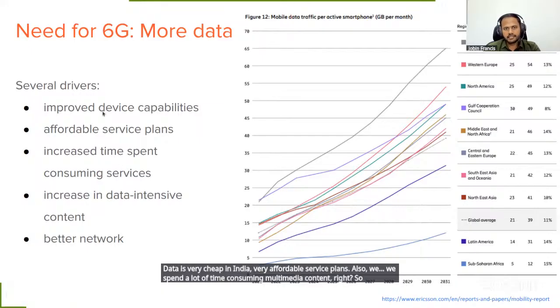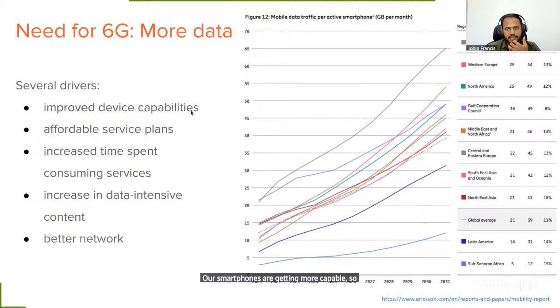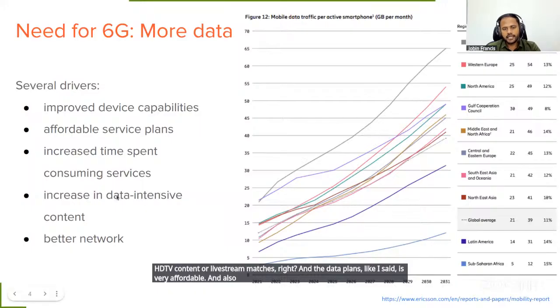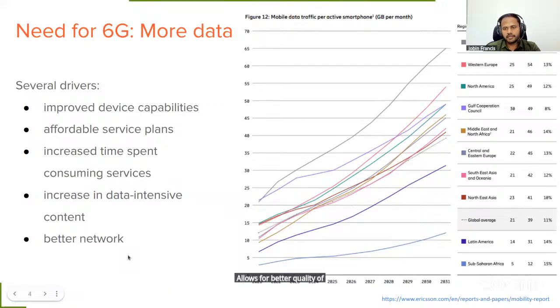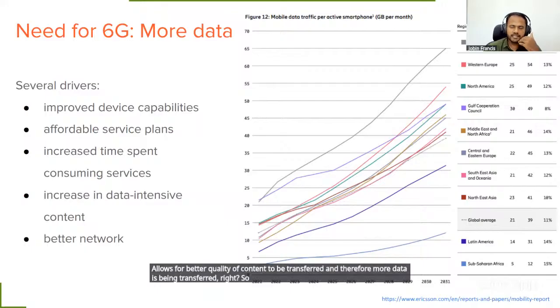So yeah, I think there are several reasons why this growth is expected to continue. Again, our smartphones are getting more capable, so you can basically view HD TV content or live stream matches, right? And the data plans, like I said, are very affordable. And also the quality of the video that is being streamed is becoming better, right? And altogether, the better network allows for better quality of content to be transferred, and therefore more data is being transferred, right? So this is the obvious reason why we need a better cellular network, right?